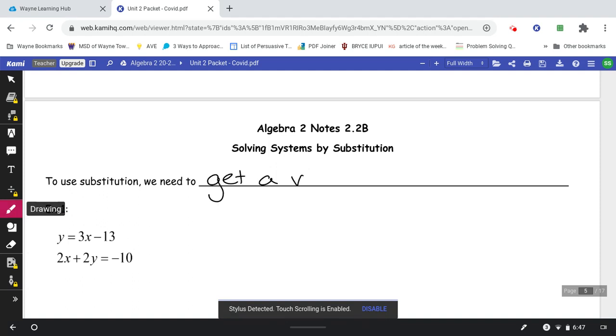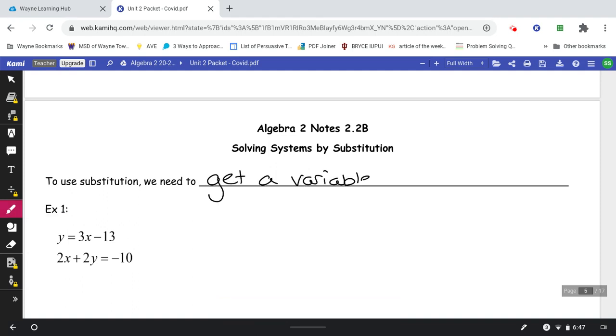a variable by itself. A variable, remember, is just another word for a letter. And so when we need to do substitution, we need to get a letter by itself. So that's either going to look like x equals something or y equals something. It really doesn't matter. Both will work.